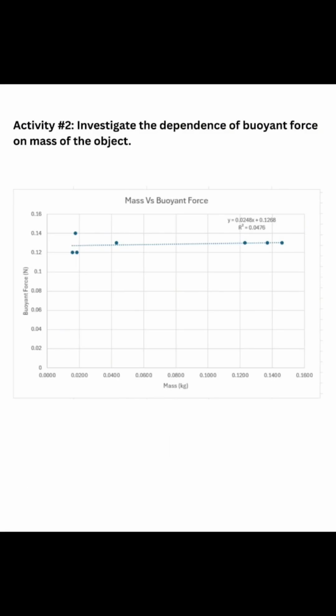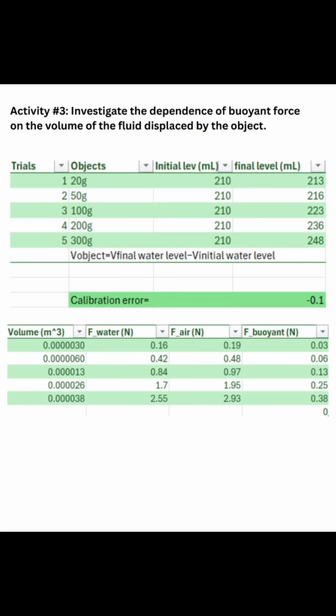Our R-squared value of 0.0476 is not very close to 1, meaning our data points were not very close to each other. Because the true value was 0, we cannot calculate percent error because we cannot divide by 0. Therefore, we calculated percent difference, and our percent difference for this experiment was 2%.